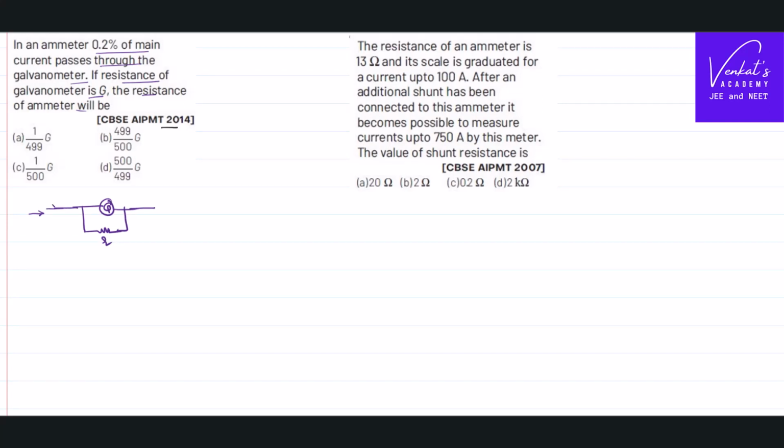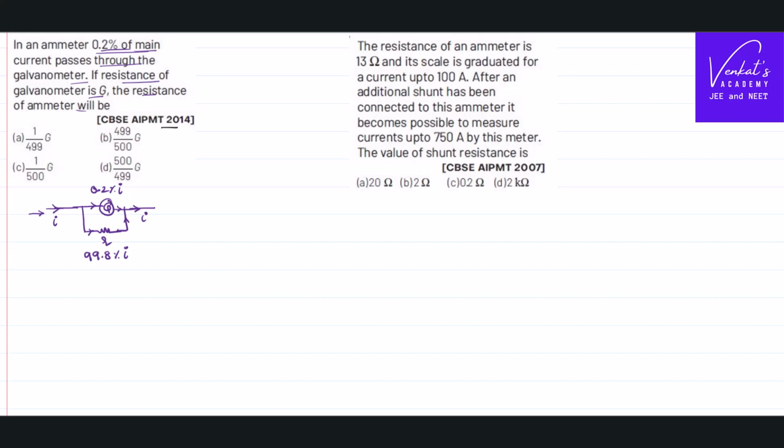Now what he is saying is, if you pass a total current I in an ammeter, 0.2% of the main current passes to the galvanometer. Out of this I, 0.2% of I passes through the galvanometer. As this resistance is small, 99.8% of the current passes through the small resistance. Both of them join here and again it becomes I. That's how the ammeter works. It bypasses the large current through the shunt so that the galvanometer is safe.